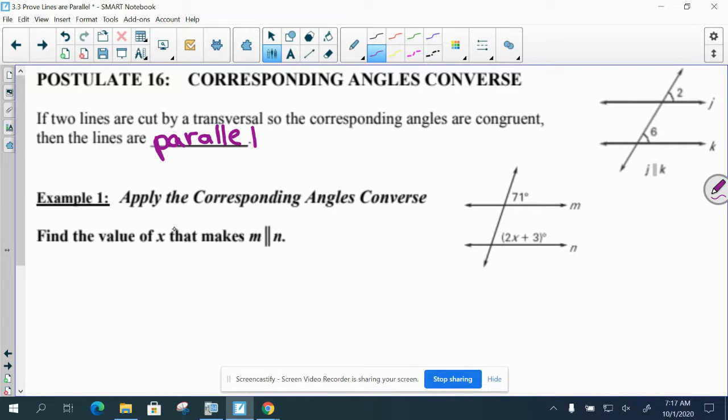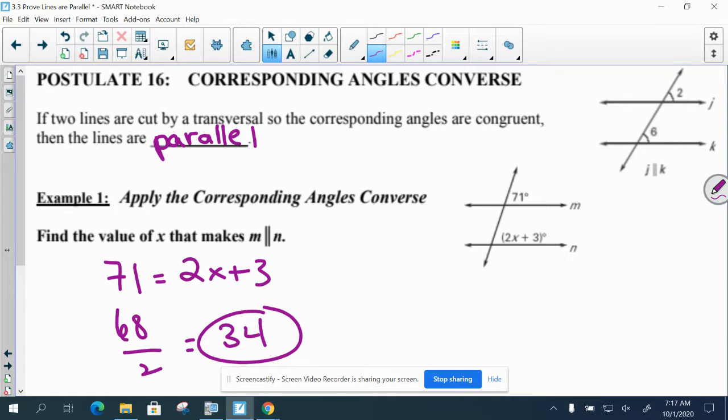Here, for example, find the value of x. This is an example of how you would see the converse. Find the value of x that makes line M parallel to line N. Over here, these are corresponding angles. So if the corresponding angles are congruent, then the lines are parallel. If we set them equal to each other, because it's saying to find the value of x so that they're parallel, and then we just solve for x. So this would be 68 over 2, which is 34. So that's a pretty easy example.